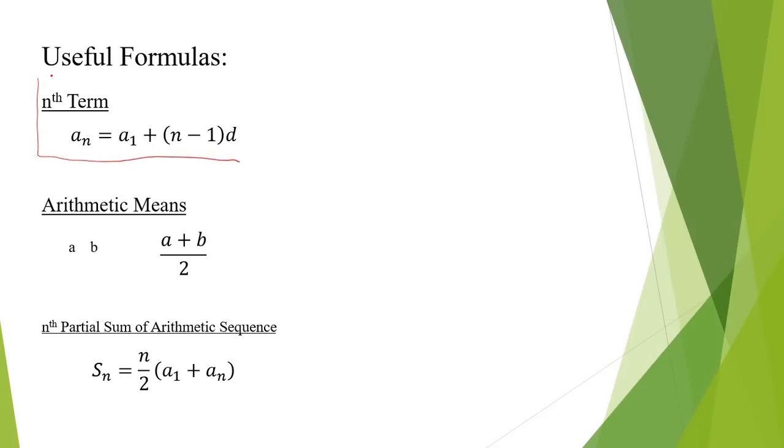We have this formula to find the nth term: a sub n is equal to A1 plus n minus 1 times d. And for arithmetic means, suppose we have two numbers a and b, then their arithmetic mean would be equal to a plus b over 2, since we only have two numbers. Then another probably useful formula would be this nth partial sum of arithmetic sequence, which is equal to S sub n is equal to n over 2 times a1 plus a sub n.